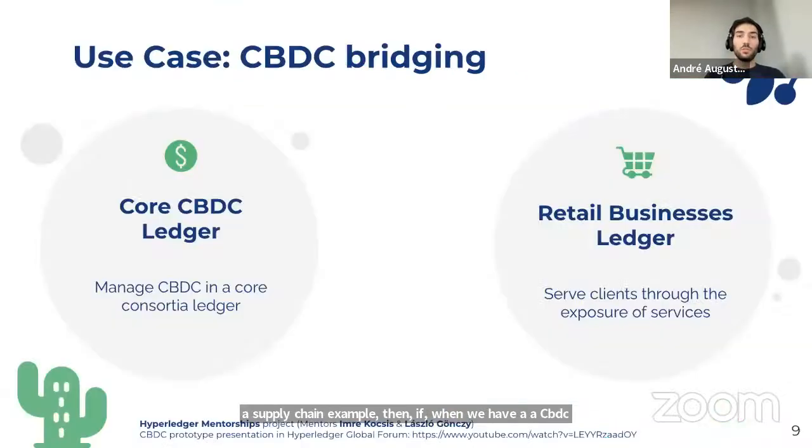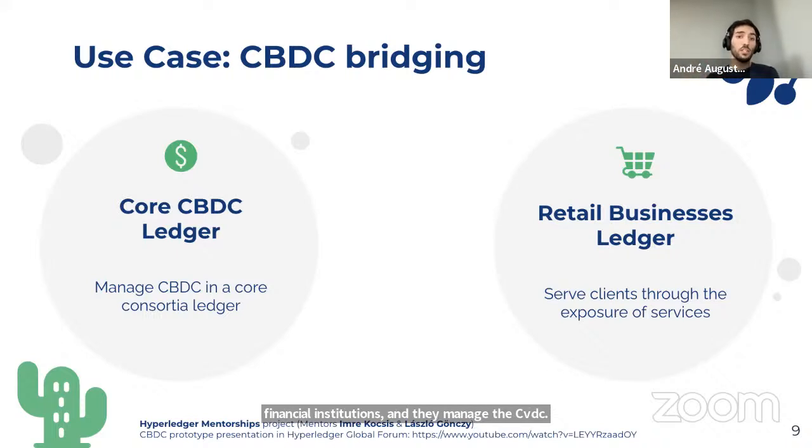So now into the use case that we've built on top of this, and this was in the context of a Hyperledger mentorships project. I was the mentee. My mentors were Imre and Laszlo. Basically, if you want to actually see the CBDC prototype, you can check Imre's presentation on Hyperledger Global Forum in September. But the idea here is that we have a core CBDC ledger based on a Hyperledger Fabric network. This can be maintained by a consortium of central banks, financial institutions, and they manage the CBDC in this ledger.